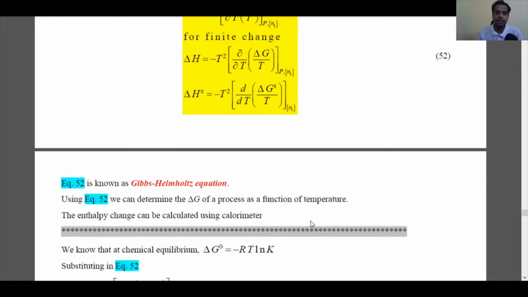If we know the enthalpy change, we can find out the change in Gibbs energy as a function of temperature. Generally the enthalpy change is calculated using a calorimeter, or from spectroscopic data we can also find out the enthalpy change value, and that depends on the situation, what is the nature of the experiment we are performing.